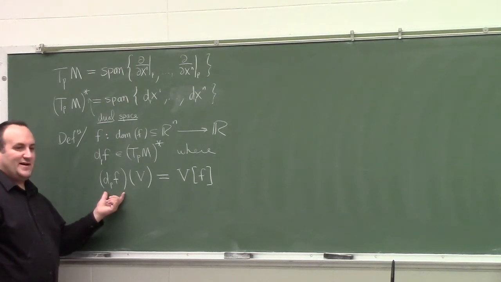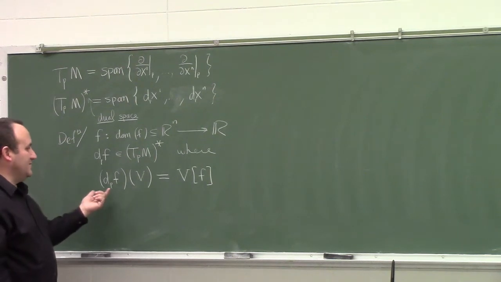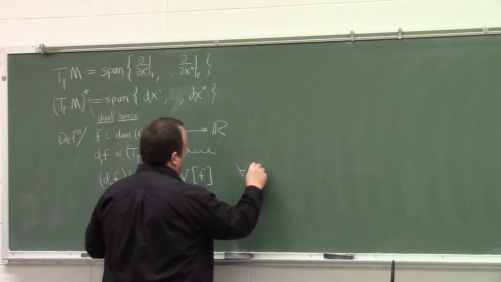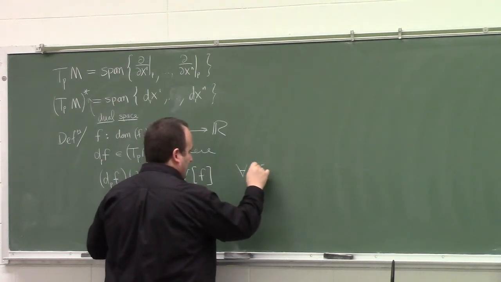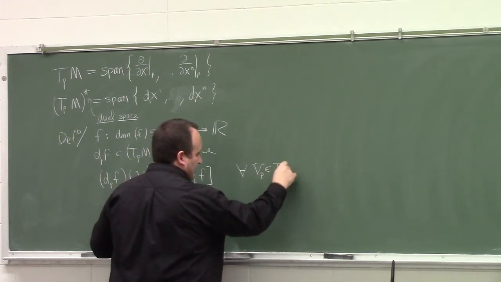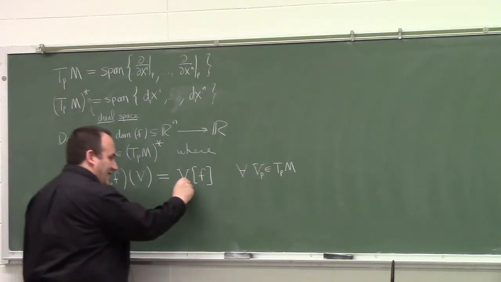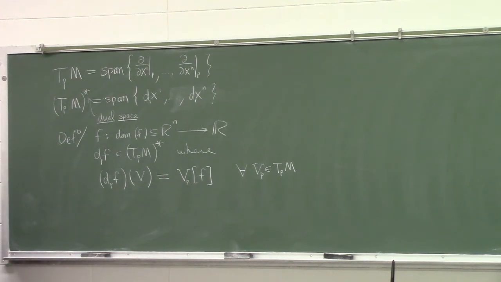So let me be more obnoxious. This is the vector field where? This is for all v, and I really maybe should put a sub p just to be totally annoying. It's a vector at p, right? Let's see here. Let me be less abstract for just a second. Example.